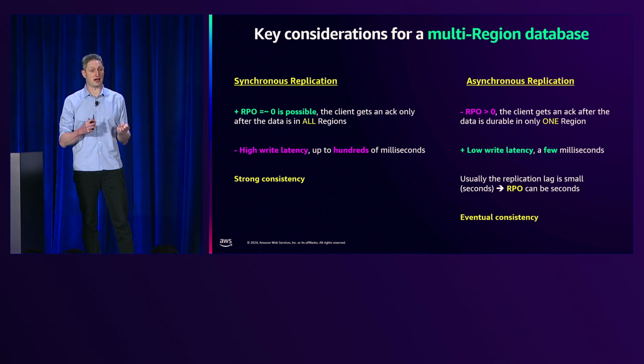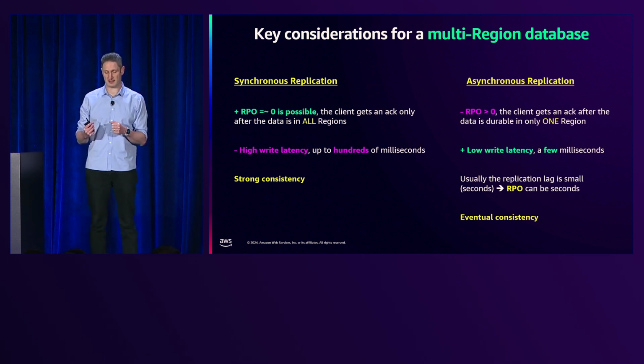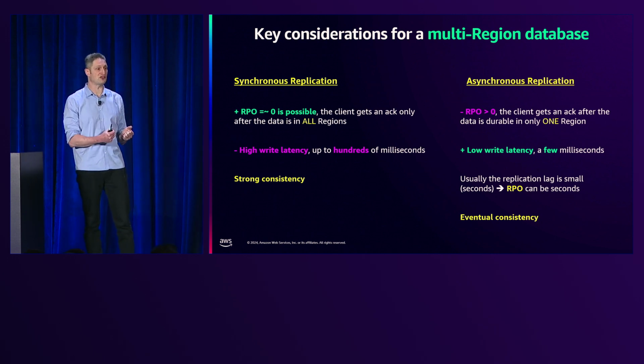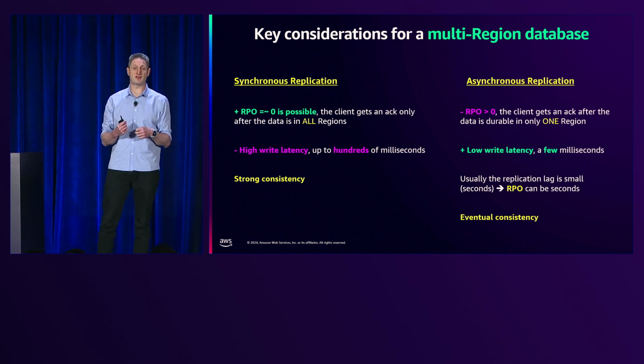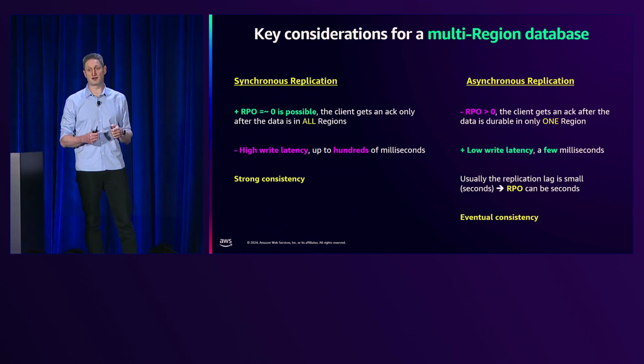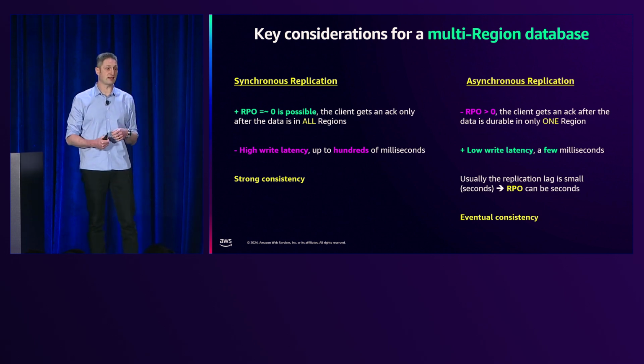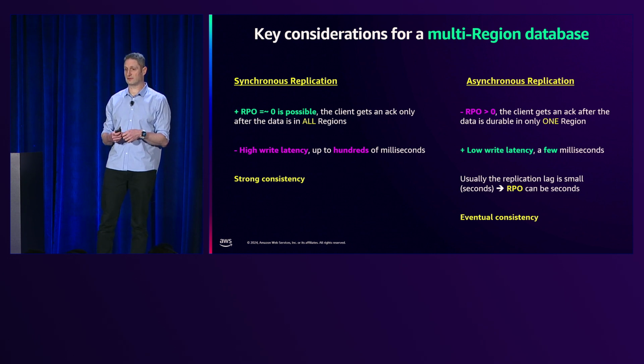The main downside is that RPO 0 is not possible, but the write latencies are substantially better, within the order of a few milliseconds. And usually the replication lag is also a few seconds, and many customers prefer the low write latencies over the 0 RPO. It's very common to see asynchronous replication solutions like DynamoDB Global Tables, Aurora Global Database, Elasticache Global Datastore, and now MemoryDB Multi-Region. They all have asynchronous cross-region replication.